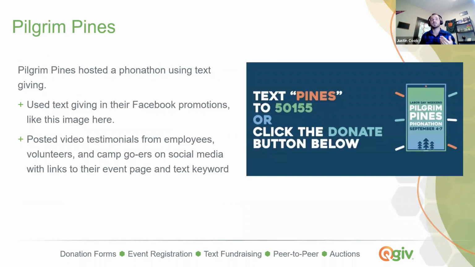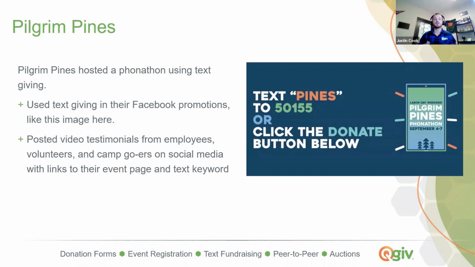Another great example is Pilgrim Pines. Pilgrim Pines hosted a phone-a-thon, and they used text giving to help out with that. They created this specific graphic here, text Pines to 50155, and they included that pretty much everywhere that they needed to: all of their social media posts, all of their emails. Something cool that they did on their social media was that they posted video testimonials from employees about how their work is impacting their community.